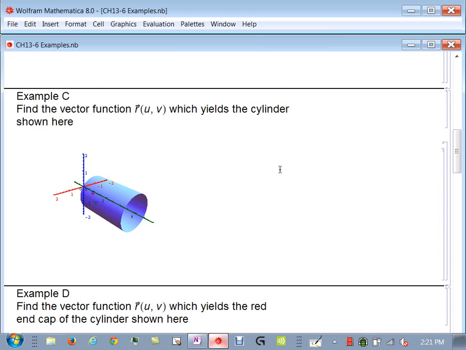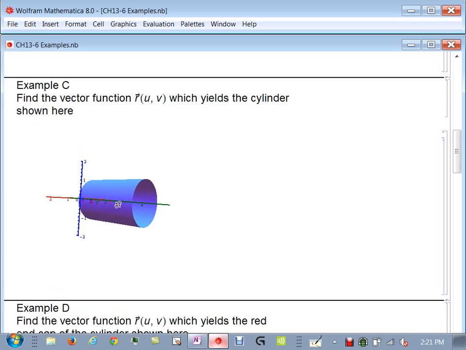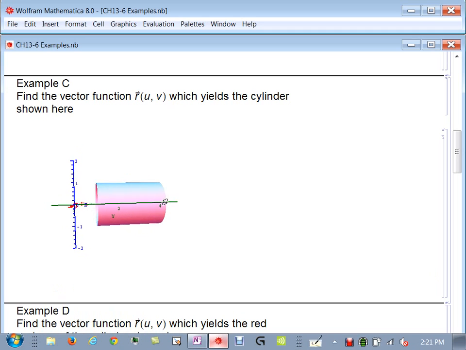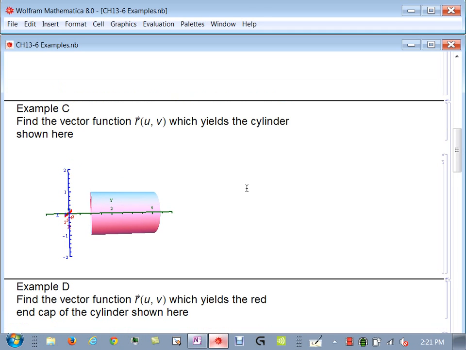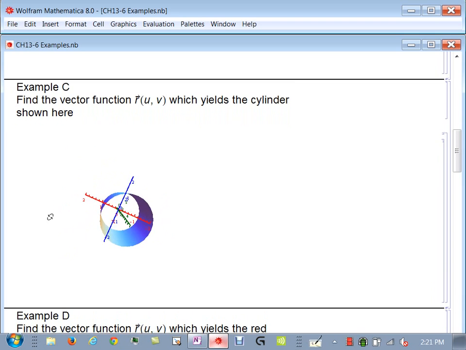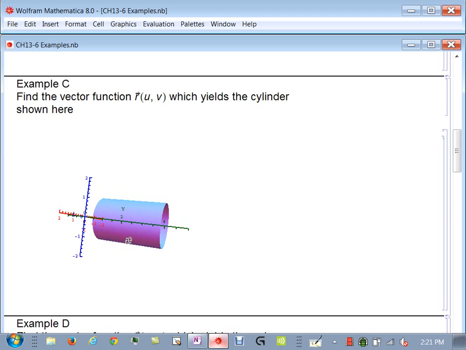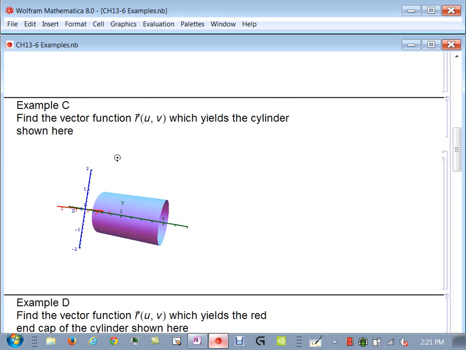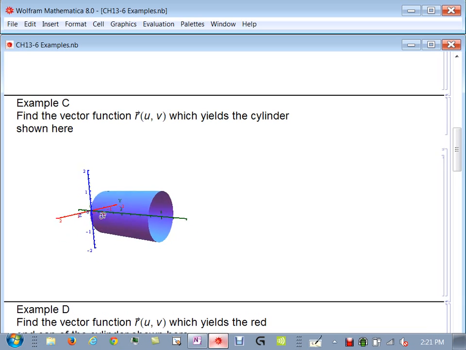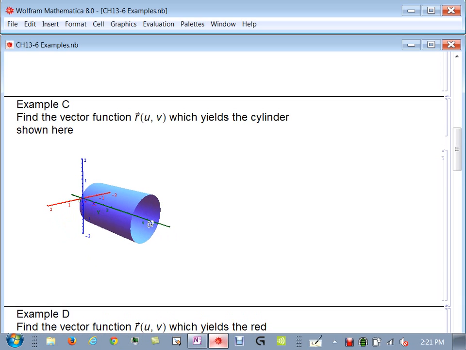Okay. Find the vector function r of u, v, which yields the cylinder shown here. Kind of tough to see it on your page. Here, I'll show it to you from the side. Bring it around. Right? Got the idea? Okay.